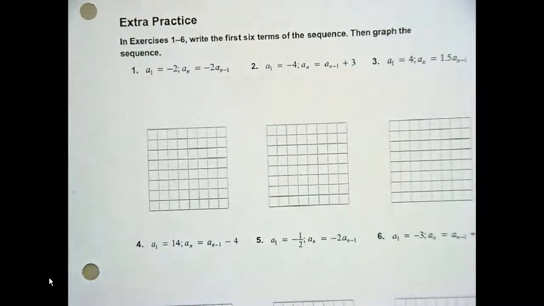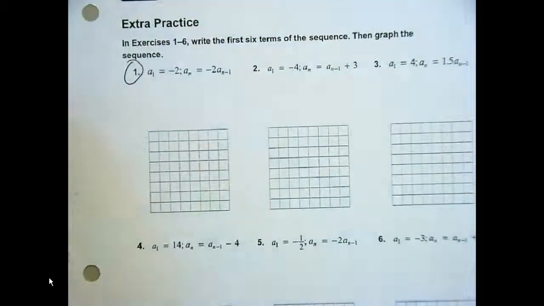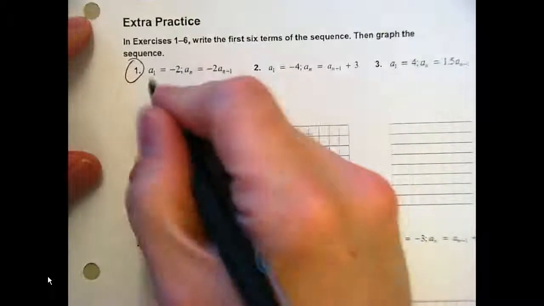So take a look at page 201. Number 1: write the first 6 terms of the sequence and graph the sequence. Talk to your neighbor, tell them what the first 6 terms are going to be. Before we get to graphing, did everyone find the first 6 terms? Did anyone find the first term? Yeah, what's the first term? Negative 2. Yeah, a sub 1, right?